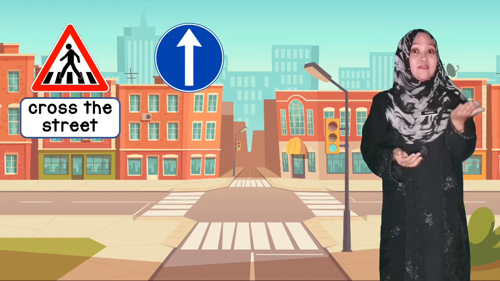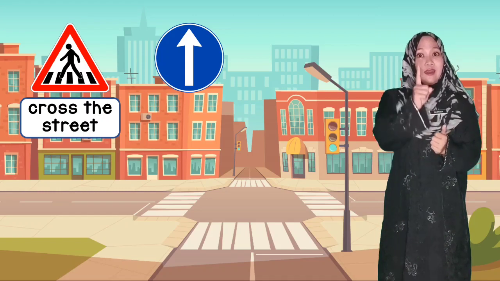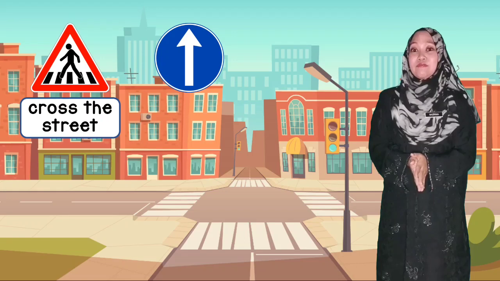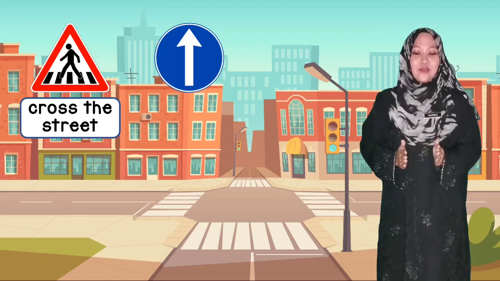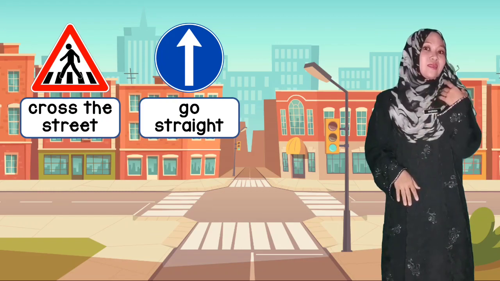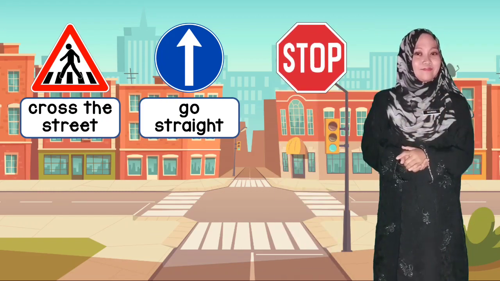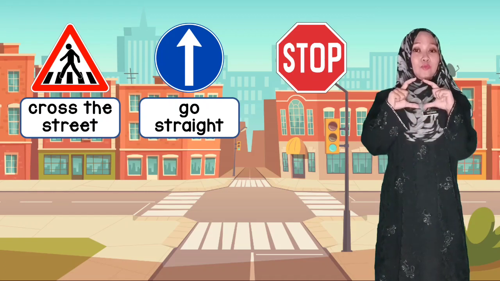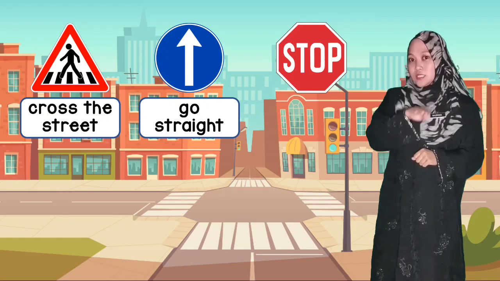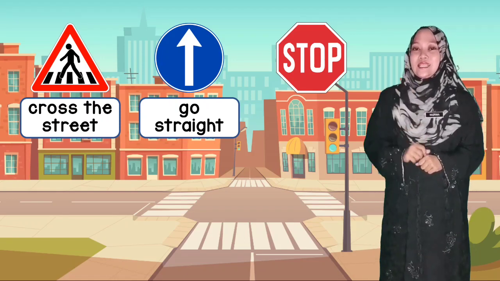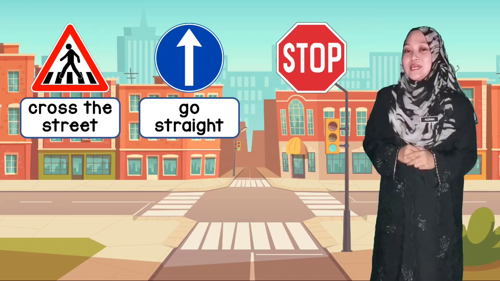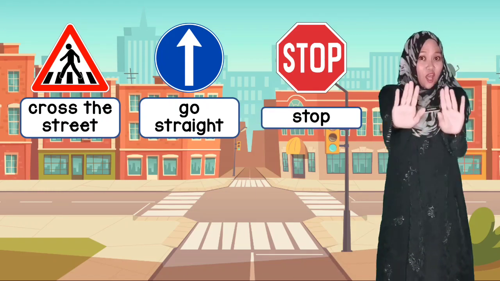Next, what do we have? You can see the arrow shows up. So what is that? I'm sure you still remember. It means go straight. How about this one? You have 1 word on the sign. Stop.